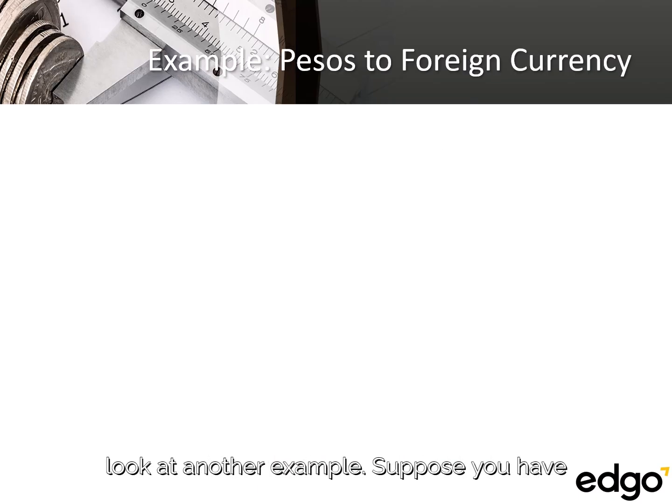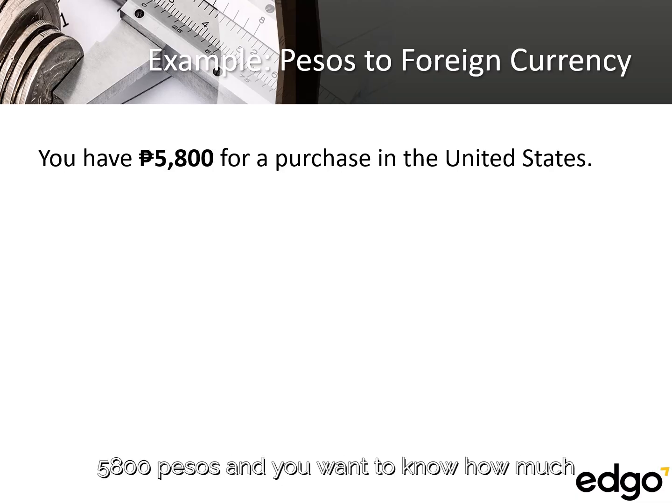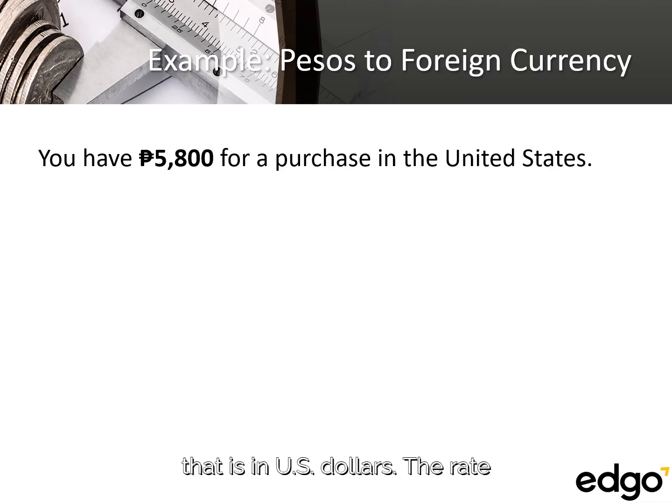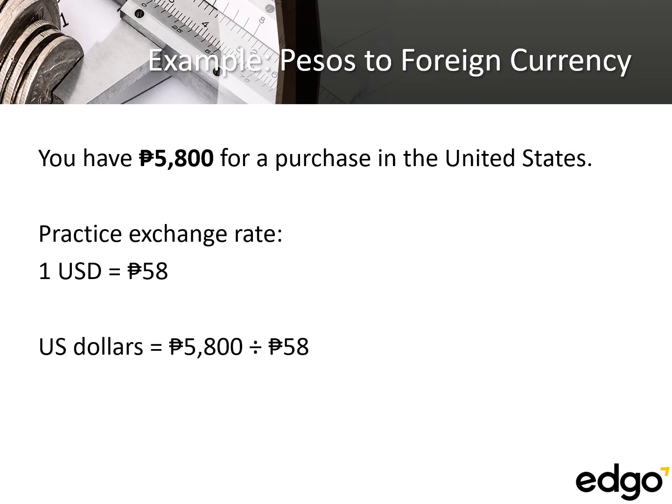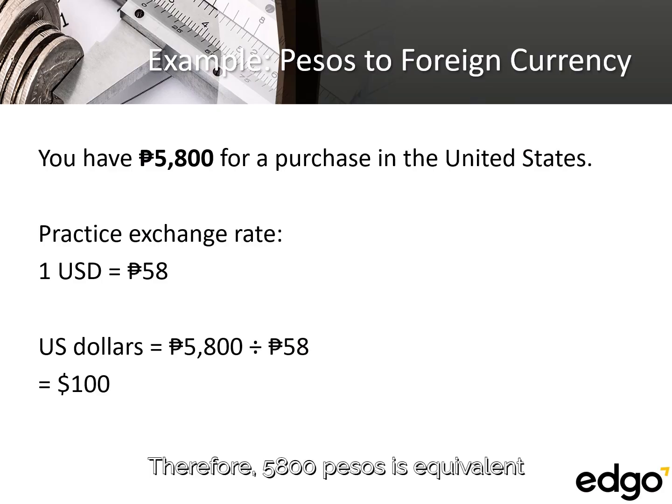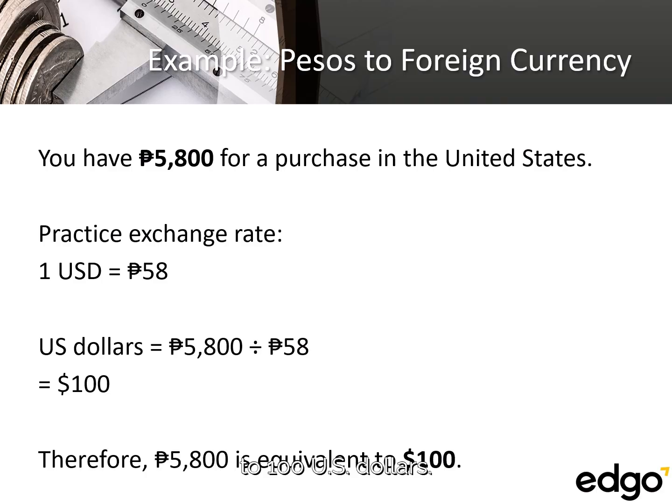Let us look at another example. Suppose you have 5,800 pesos and you want to know how much that is in US dollars. The rate is $1 equals 58 pesos. Because we are converting pesos into dollars, we divide 5,800 by 58. The result is $100. Therefore, 5,800 pesos is equivalent to 100 US dollars.